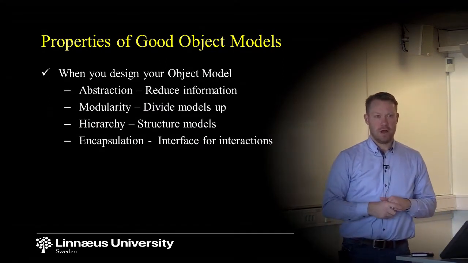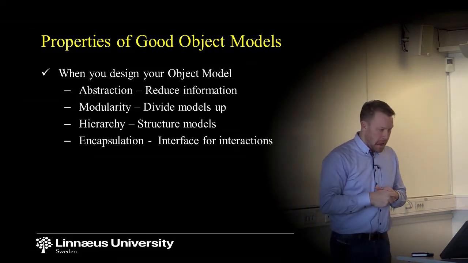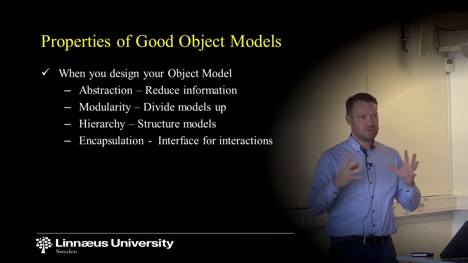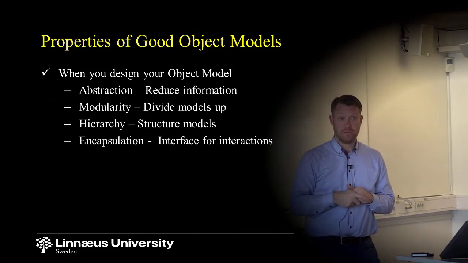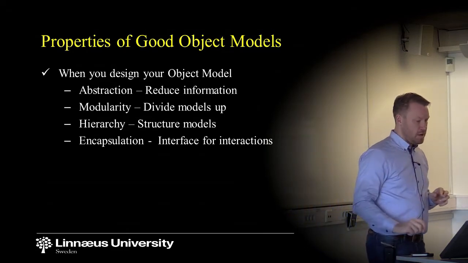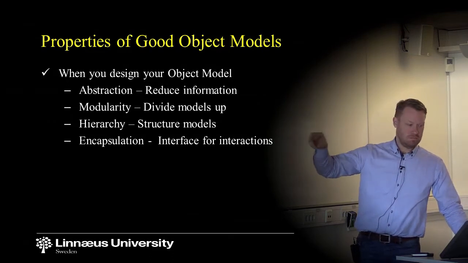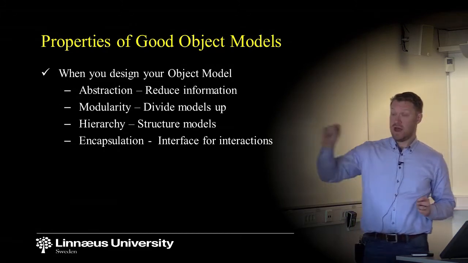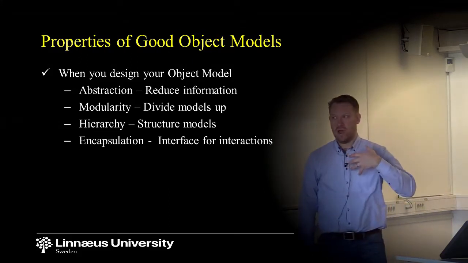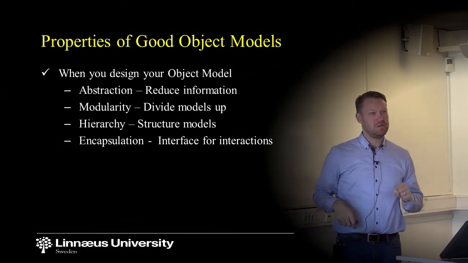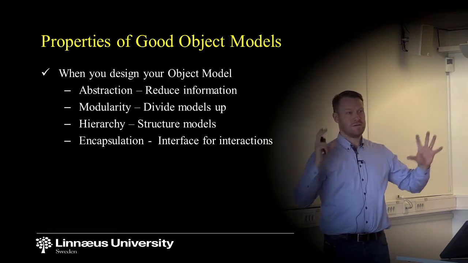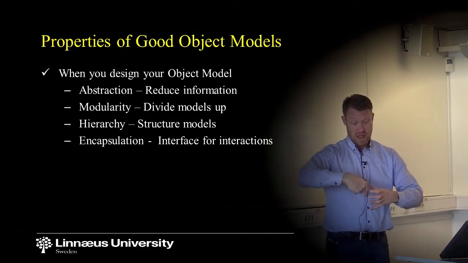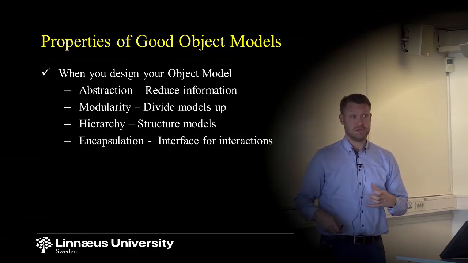So that was the object models, how you can describe how objects interact. Because we want to describe how our objects interact when we create the collaborations for our use cases. So, properties of good object models. Well, we think of abstraction, modularity, hierarchy, and encapsulation. Because abstractions will reduce information. We have to divide models up into smaller pieces, smaller subsystems. We need to organize the subsystems in different ways. And we need to encapsulate them so that we provide an interface that others can focus on. Instead of having to understand how it works internally, they can just use an interface.